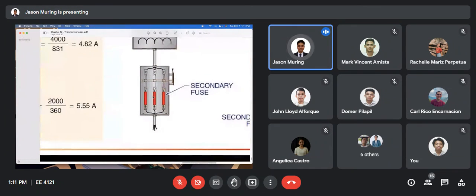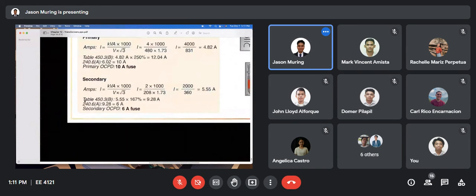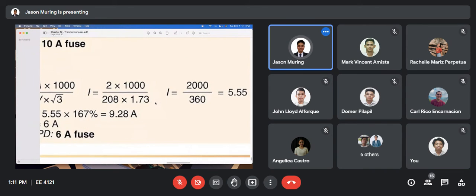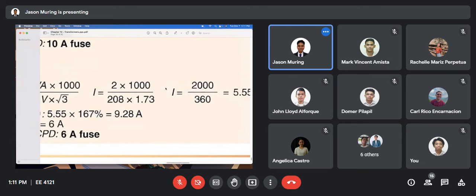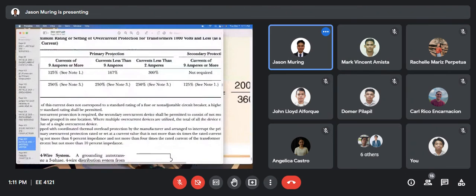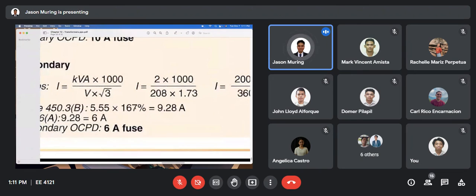And for the secondary, we expect that they have the same secondary protection, because we have the same transformers. So we have here 2 times 1000 over 208, the voltage line to line. So we have 5.55. Okay, 5.55 is less than 9. So we're now here in the secondary. Less than 9, so this one, and 167%. So 167% times 5.55 is 9.228.